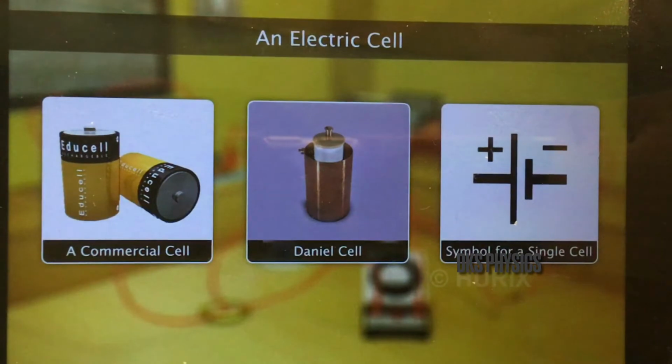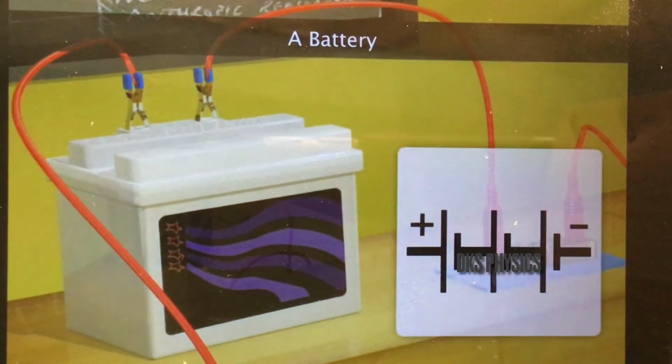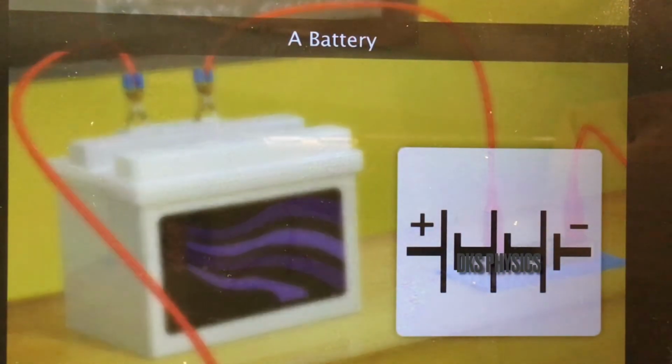This symbol represents an electric cell. The bigger vertical line represents the positive terminal, and the small vertical line represents the negative terminal. The cell is the source of electromotive force. A battery is a combination of cells.